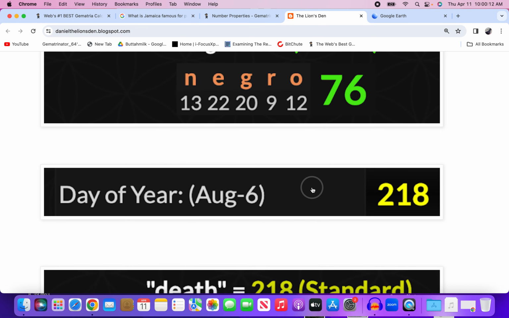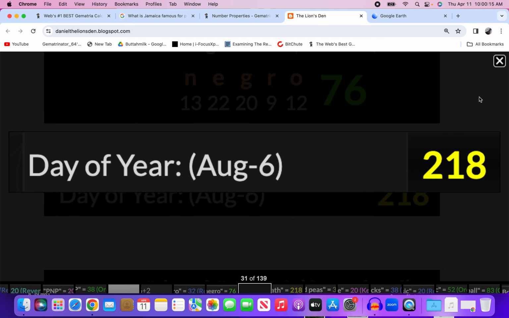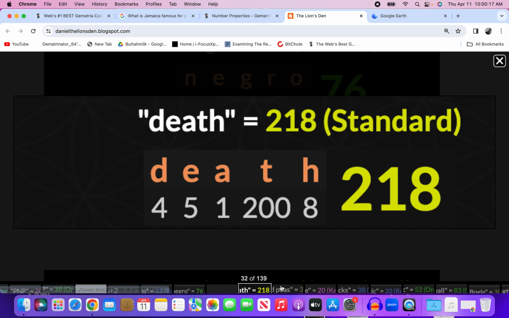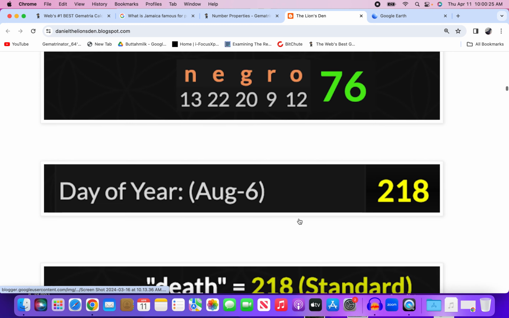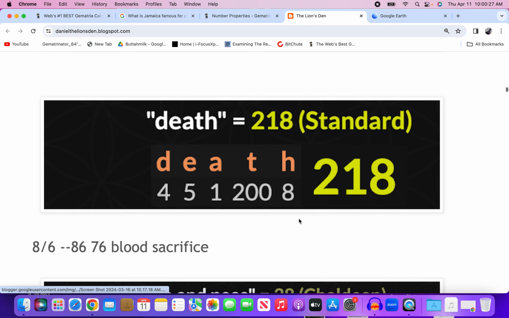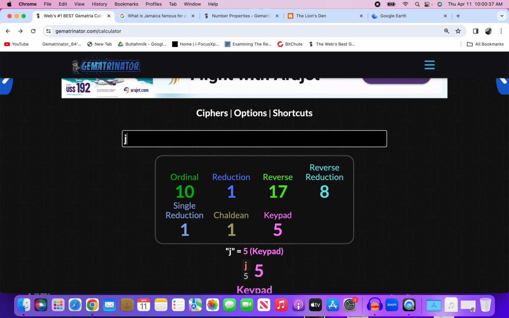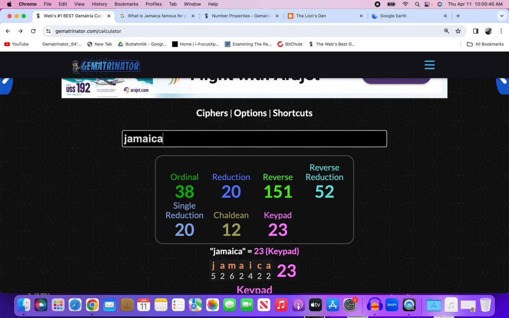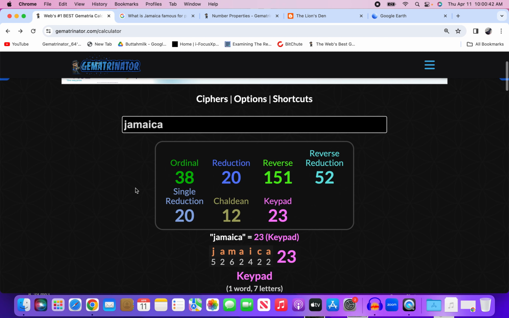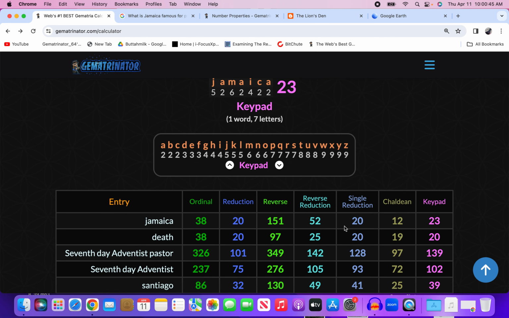So it was also founded on the 218th day of the year. And death in the standard cipher equals 218. Forgot that I was going to be using that cipher. And 38, the big number, obviously, and death equals 38 as well. And same numbers as Jamaica, death and Jamaica, both 38 and 20. So is that setting up this island for death? I'm not sure. Just speculating.